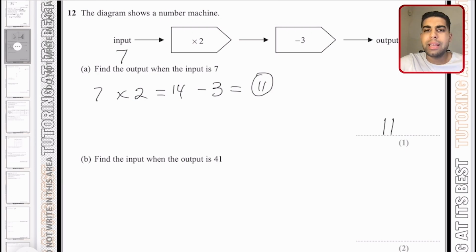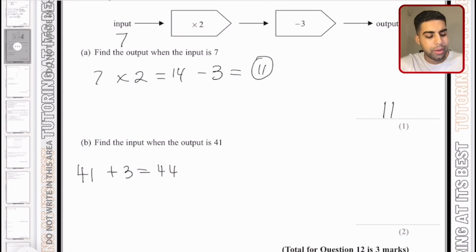But now we need to find the input when the output is 41. So this is where we are going to take the inverse approach. We're going to do the opposite of everything that is stated. So as it states -3, I'm going to add 3, which gives me 44. And as it says multiplied by 2, I'm now going to divide it by 2, which gives me 22. So my overall answer is 22 when my output is 41.